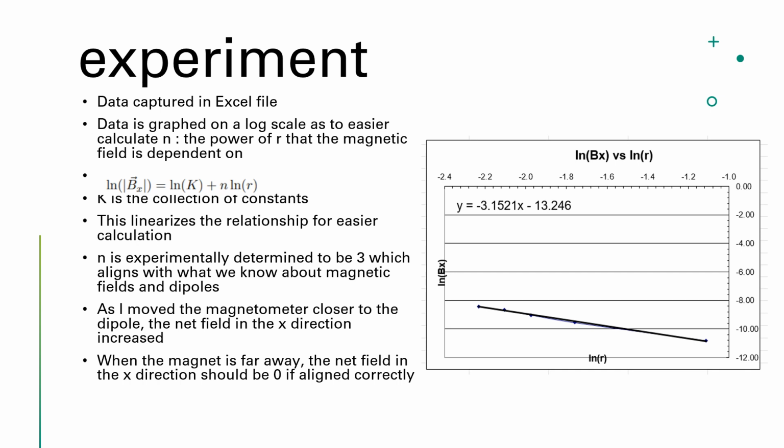As I moved the magnetometer closer to the dipole, the net field in the x direction increased, and when the magnet was far away, the net field in the x direction would be about 0, assuming it's aligned correctly, because we're trying to cancel out the Earth's magnetic field.